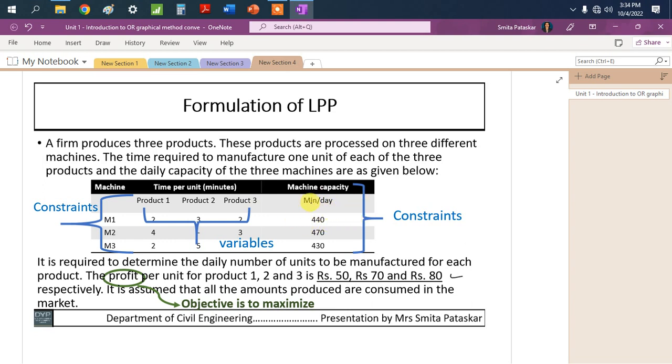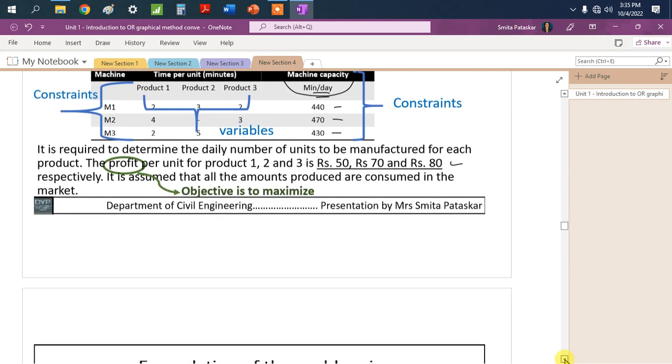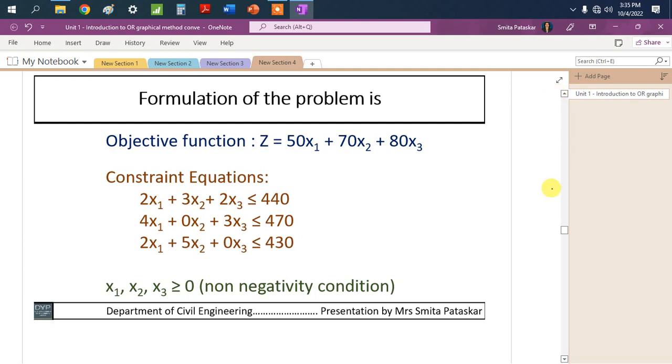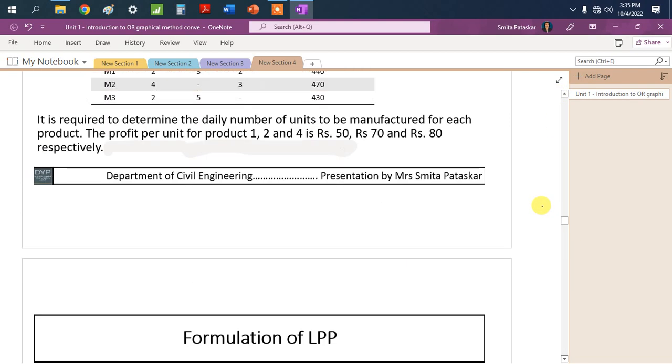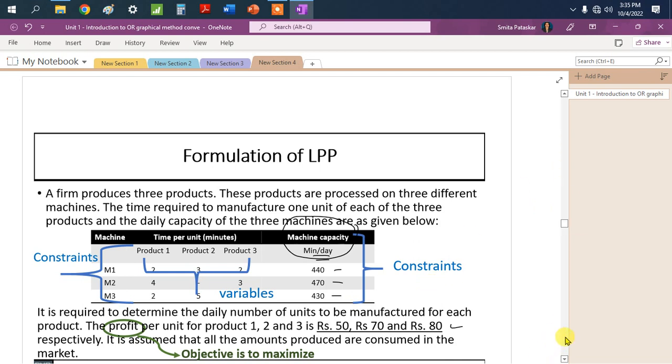The constraints are given as the machine capacity. The machine capacity for each machine is given as M1, M2, M3, that is 440, 470 and 430. It is given in minutes per day, and the time required for each product on the various machines is also given. So these will be considered as the constraint equations, and the objective is to maximize the profit. With this identification of the constraints and the objective, we will be able to define these equations.